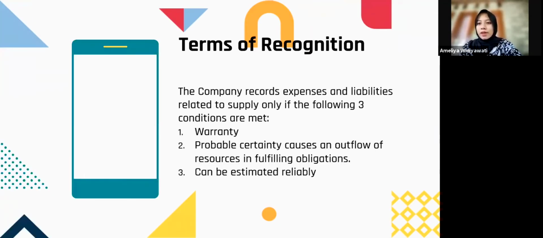And then terms of recognition, the company records expense and liabilities related to provisions only if the following 3 conditions are met. 1, a present obligation. 2, probable outflow of resources involving obligation. 3, can be estimated reliably.